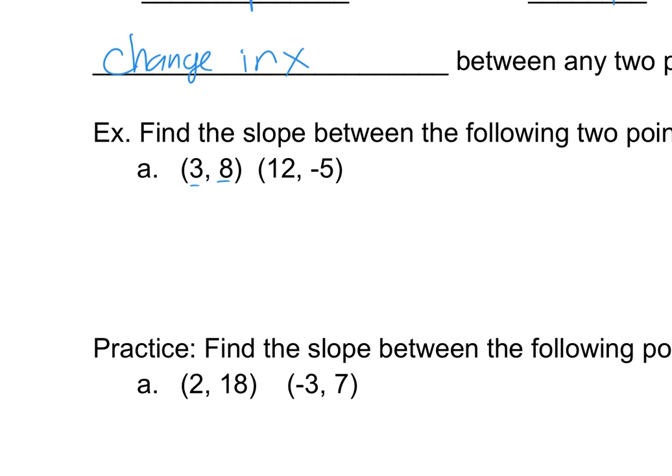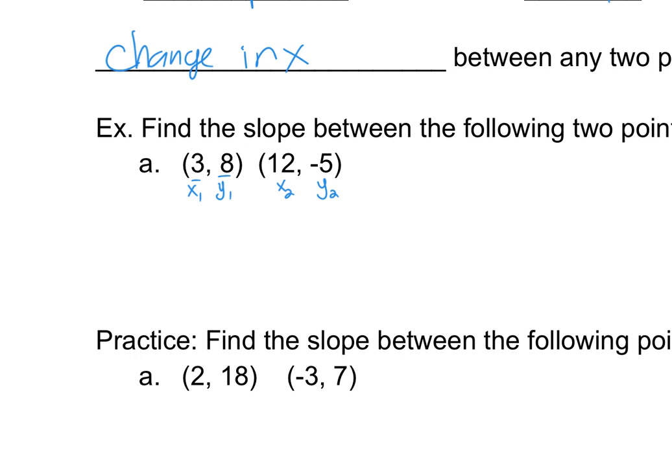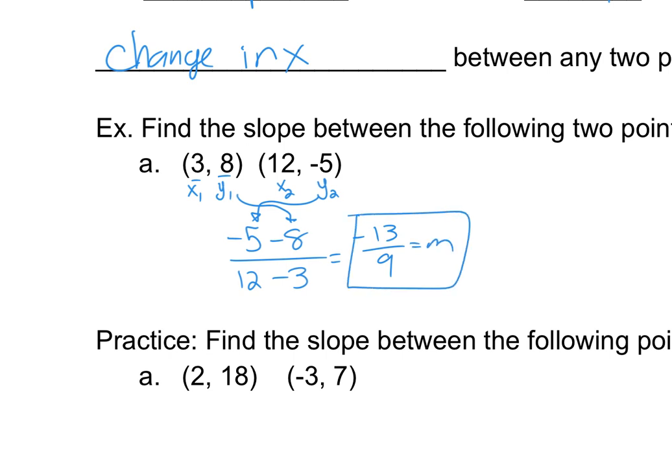I can choose either of these to be my point 1 or point 2. So I'm going to choose it this way. I could have chosen the other. That doesn't matter as long as we keep it straight. So y2 minus y1, so I pull that number here, this number here, over x2 minus x1. Negative 5 minus 8, that's negative 13. 12 minus 3 is 9. So negative 13/9 is my slope. I prefer to keep it as an improper fraction.